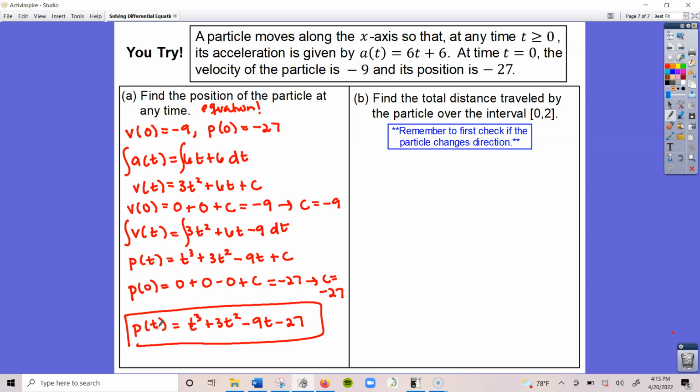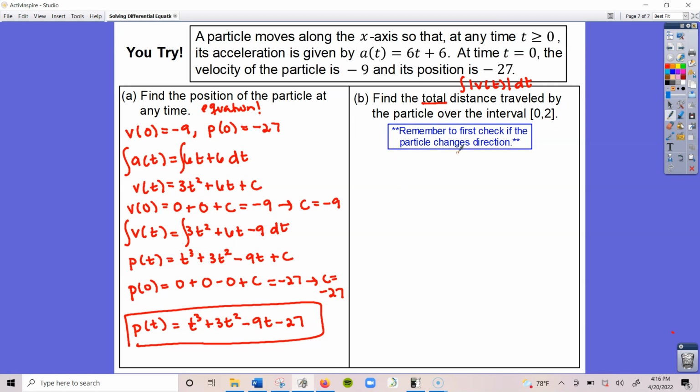For the second part, we're going to review how to get total distance. It says here, find the total distance traveled by the particle over the interval 0 to 2. Remember, if we're finding total distance, that is the integral of the absolute value of v of t dt. But we don't know how to do the integral of absolute values, so we need to check first if the particle changes direction. And if it does, then we are going to integrate from 0 to where it changes and get the absolute value of that, plus where it changes to 2 and get the absolute value of that.